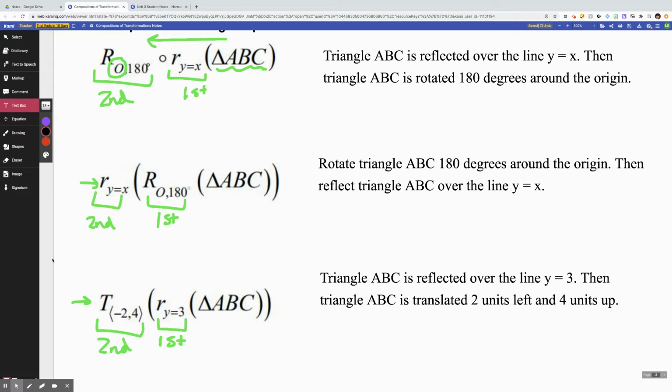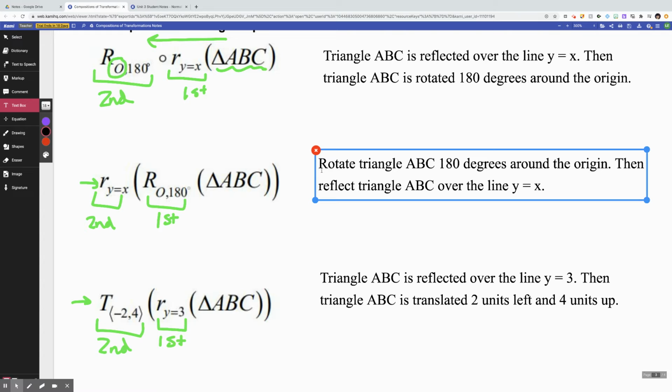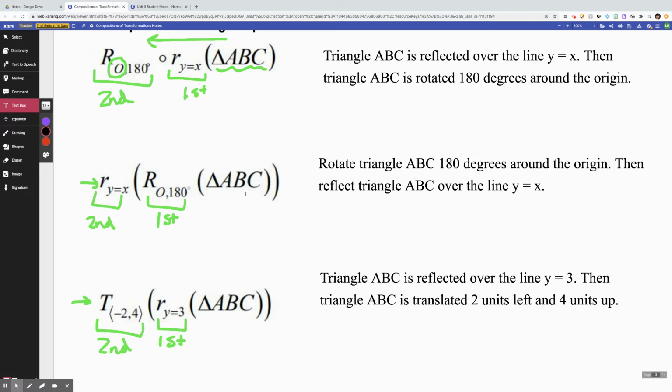So check your answers here against mine. You'll notice that I worded this second one a little bit differently just to show you a different way that you could phrase these interpretations. But like I said in the example and notes video, it's more important that you're interpreting the vector notation correctly and writing that correctly rather than having it be exactly grammatically correct. So for this one, we're still taking triangle ABC. We're rotating it first 180 degrees around the origin, then reflecting it over the line y equals x.